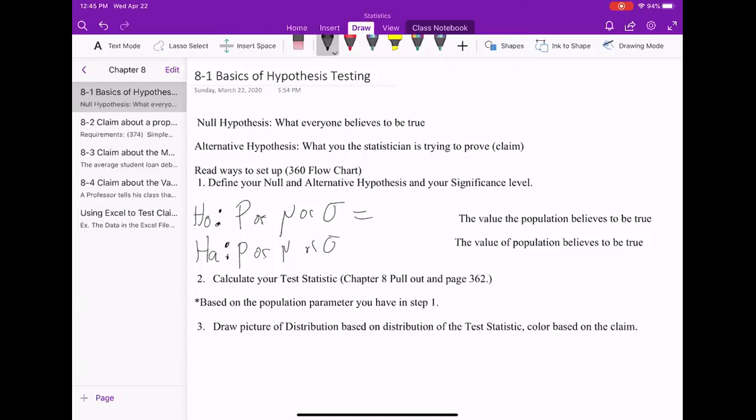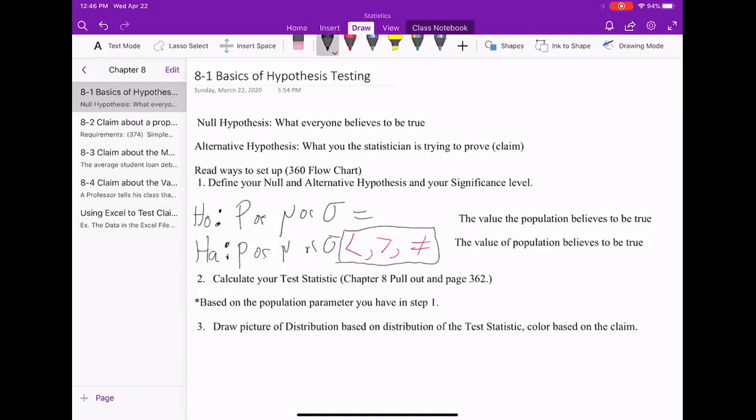The alternative, right, is where you now get to make choices. Your claim will be that it's either less than what everybody thinks to be true, greater than what everybody thinks to be true, or not equal to what everybody thinks to be true. The value that these two statements are set to, though, is the same. So the same value that's in the null is the same value that's in the alternative. The only thing that you have to decide is what inequality to use.